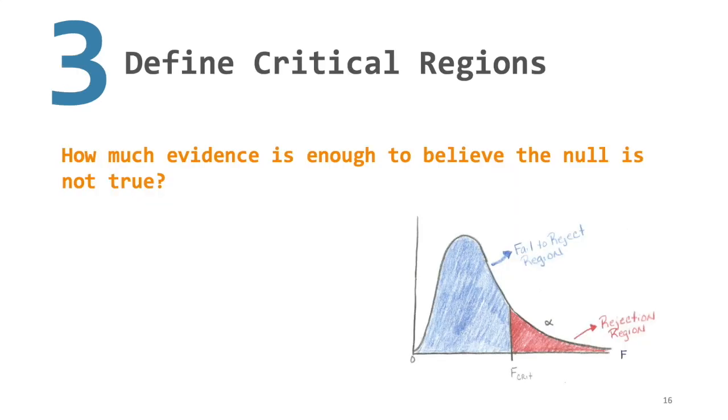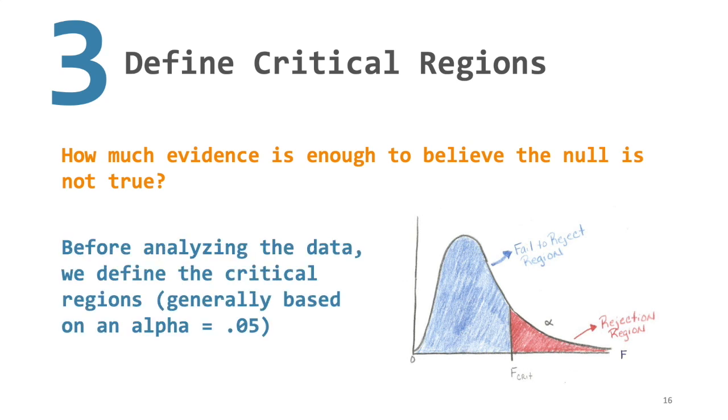So we're going to, of course, define our critical regions, essentially answering this question: how much evidence is enough to believe the null is not true? So before analyzing the data, we need to define the critical region, and generally we're going to go with an alpha of 0.05.